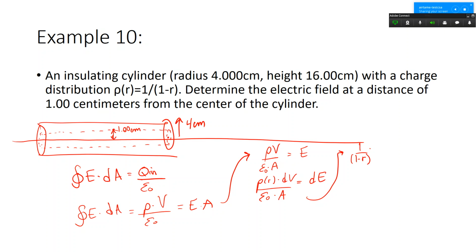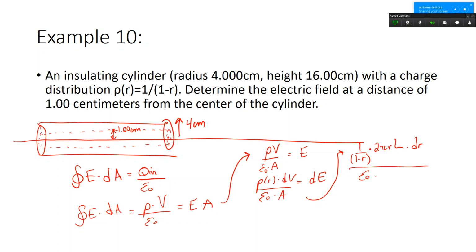Okay, so what's the area of my toilet paper roll here? 2 pi r L. We talked about it just before. So 2 pi r L, and the thickness is going to be times dr. So now I have the volume of my toilet paper roll, all this divided by epsilon naught, and all this divided by the area of my Gaussian surface.